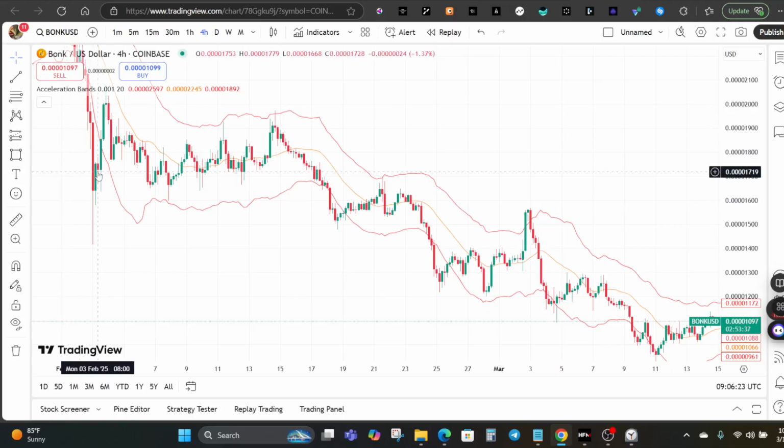If you have ever struggled to determine whether a price move is real or just a fake breakout, then this indicator can give you clear signals to trade with more confidence. In this video, I will break down what the acceleration bands indicator is and how it works. Also going to be looking at how to use it for breakout confirmation and trend trading. We're also going to look at the best ways to combine it with other indicators for stronger signals. And finally, of course, I'm going to show you a couple of examples of how to use this indicator.